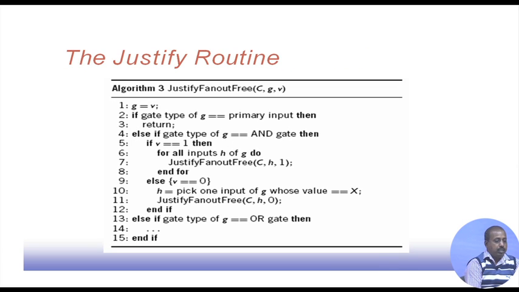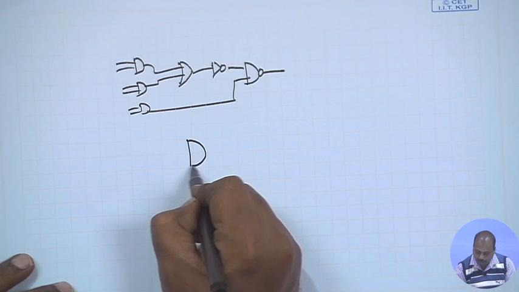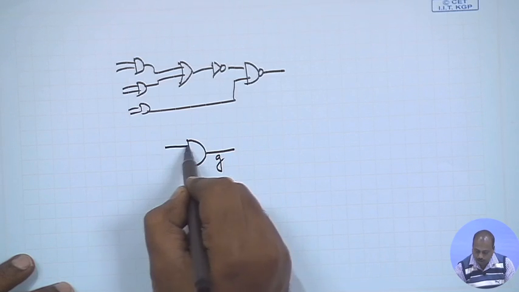So how can we do justify fan out free? This algorithm is very simple. Start with G, and set G to the value V. If it is a primary input, then we are done. If we are trying to justify a primary input to some value, that is done, because a primary input can always be set to a value. Otherwise, if the gate type of G is an AND gate, then if V equals 1, we need to justify all the inputs. What we essentially mean is, if this is the AND gate, this is the line G I am talking about.